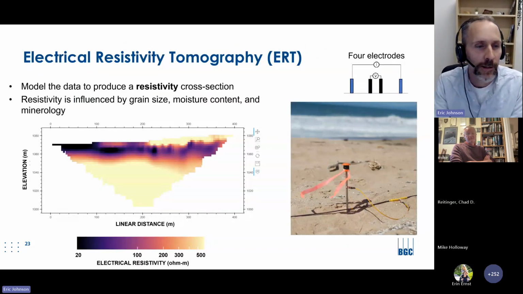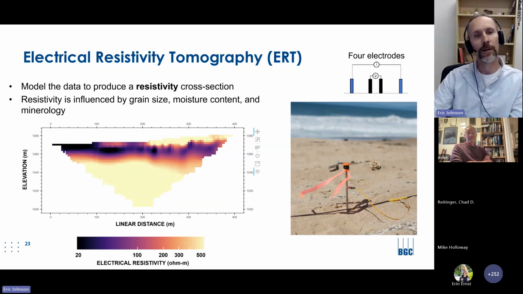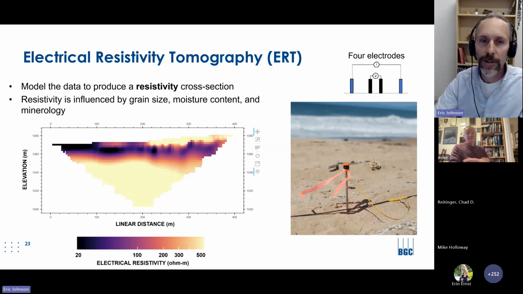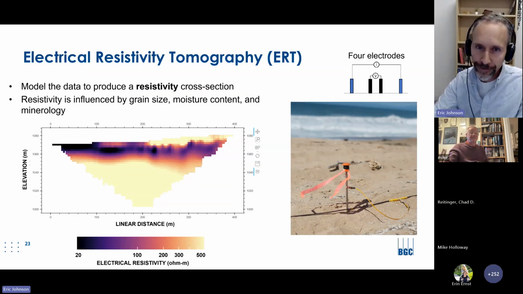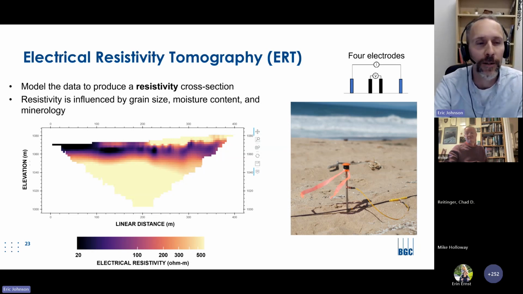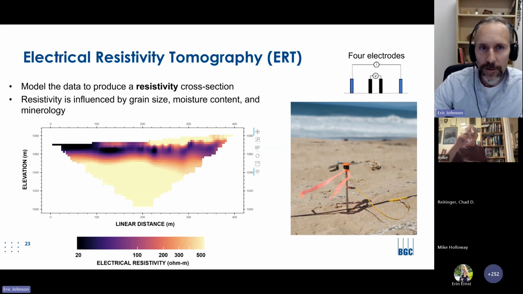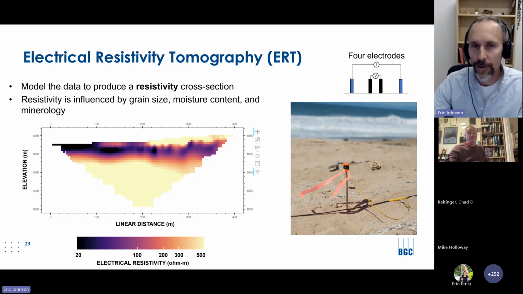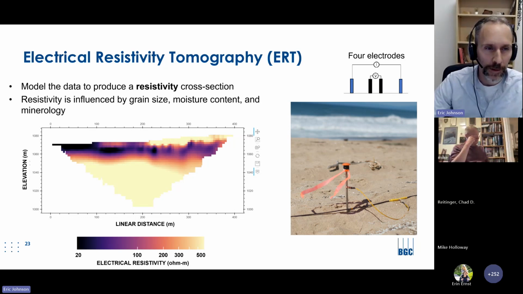And a quick second example I'd like to share is just another geophysical technique, electrical resistivity tomography, or ERT. Similar to seismic, we get a cross-section of data, but we get resistivity values instead, where resistivity is influenced by factors such as grain size, moisture content, and mineralogy. In this example section, we have high resistivity values colored as yellow and low resistivity values colored as purples to blacks. So we expect finer grain material such as clays and silts in the darker part of this section.